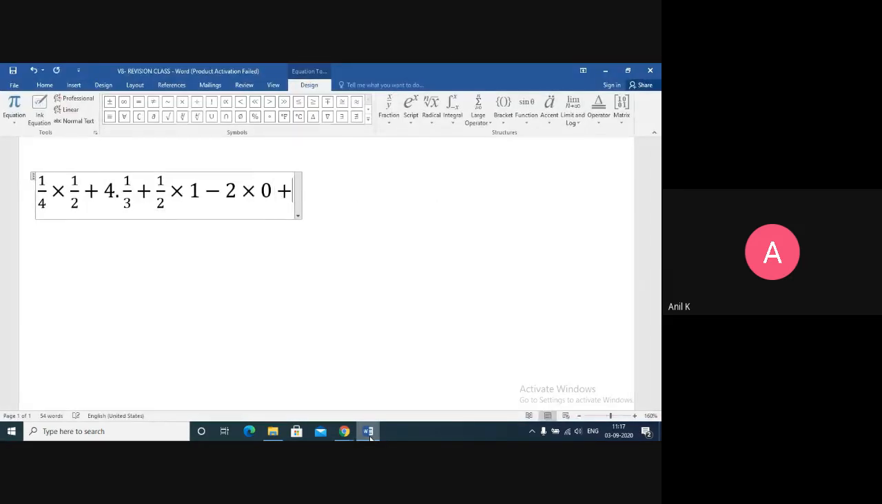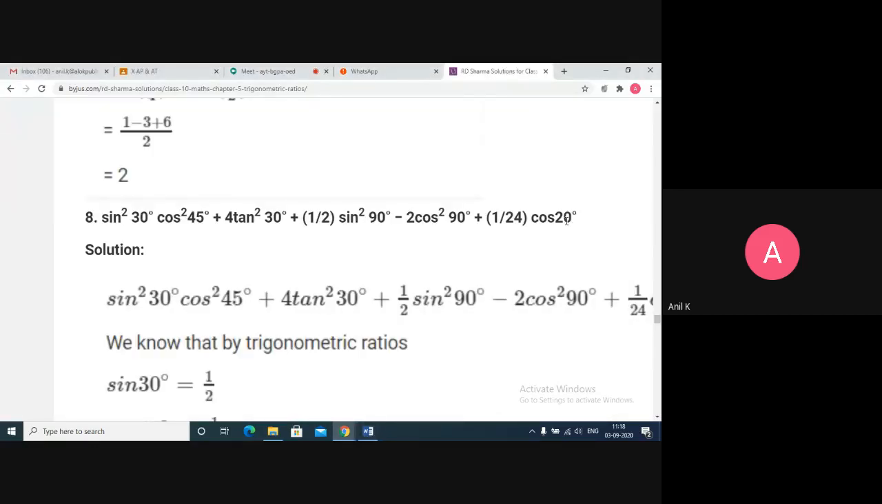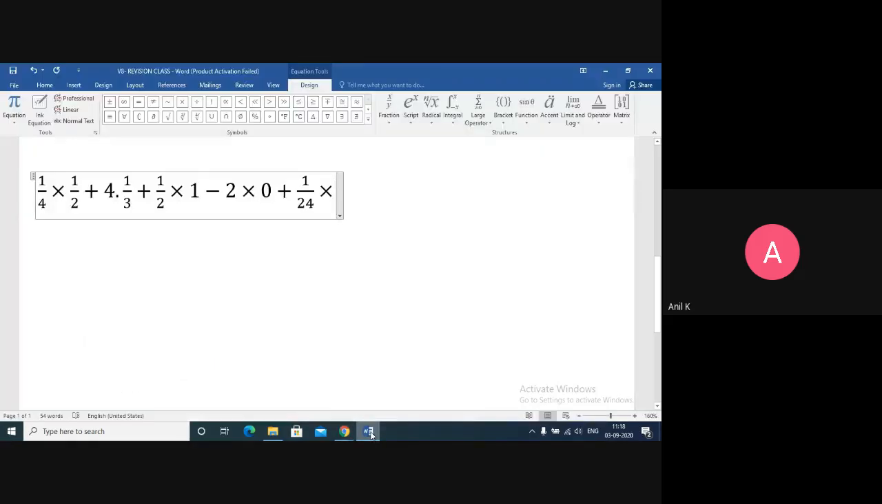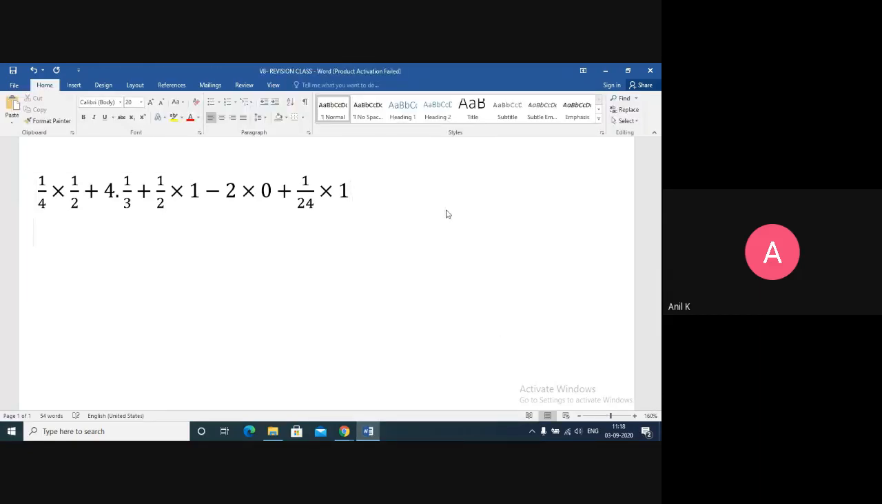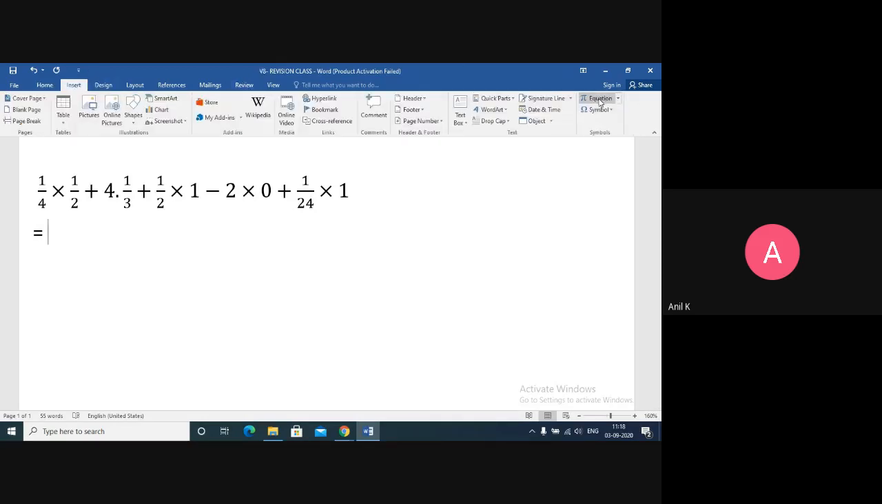Plus you have 1 upon 24 multiplied with cos square 0. It's not cos 20, this is cos square 0. Spelling mistake there. Cos square 0. Cos 0 is 1. So 1 square is again 1 only. So this is the first step where we substitute all the values as per the given question.